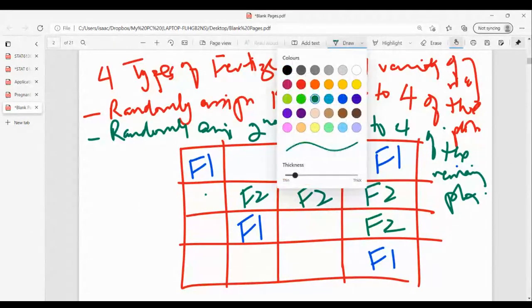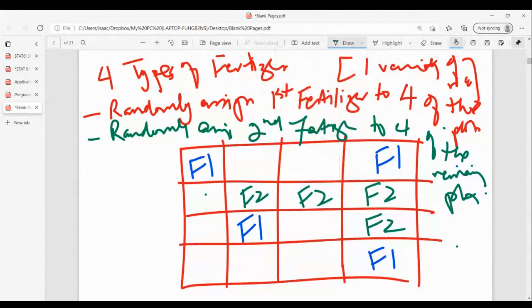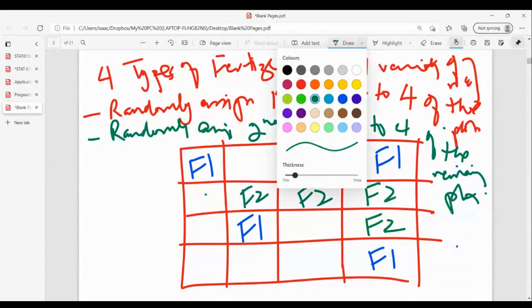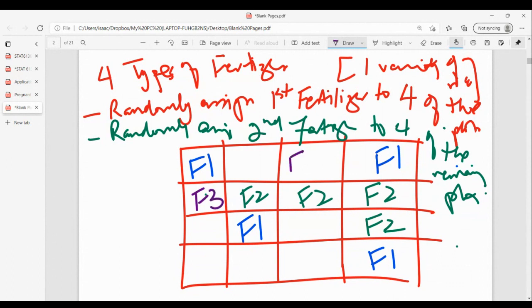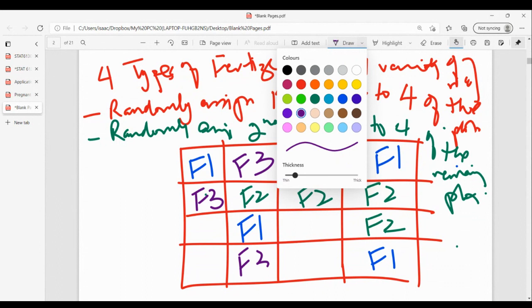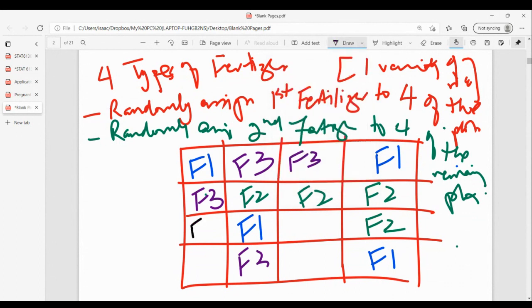And then you'll have 8 plots remaining. Then you randomly assign fertilizer 3 to 4 out of the remaining 8 plots. So suppose you have this, and of course you have no choice for fertilizer 4, so I'll just put fertilizer 4 in those blanks, those 4 blank cells. So now everything is packed.